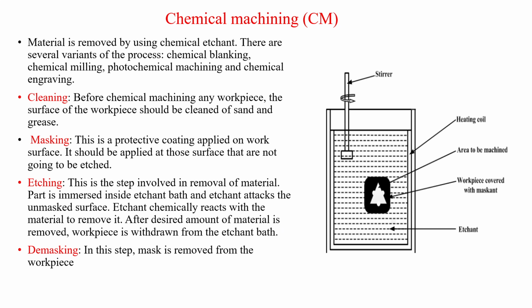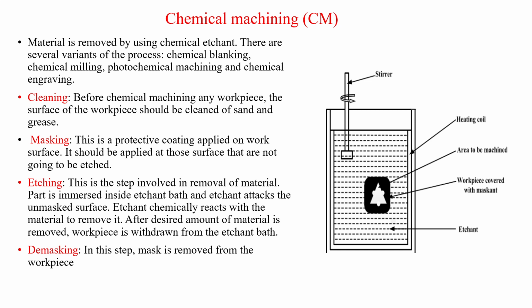The material is removed by using a chemical etchant. There are several variants of the process: chemical blanking, chemical milling, photochemical machining, and chemical engraving. So what are the various steps used in chemical machining, sir? These steps need to be followed.